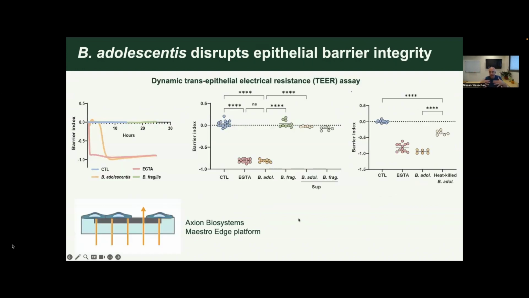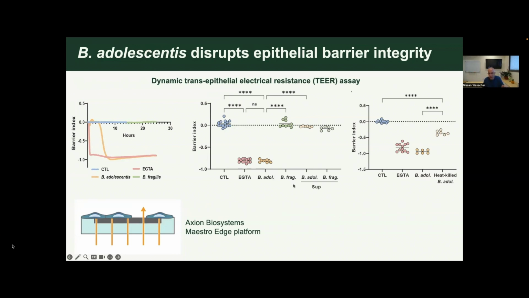When we measure the intestinal barrier integrity by transepithelial electrical resistance assay, or TEER assay, we can see that the addition of Bifidobacterium adolescentis, but not B. fragilis, rapidly disrupted the barrier integrity. We see that, interestingly, the addition of live bacteria, but not bacterial supernatant, disrupts the barrier. And when we add heat-killed bacteria, we get an intermediate disruption to the epithelial barrier, which might suggest that this effect is mediated by structural bacterial components.